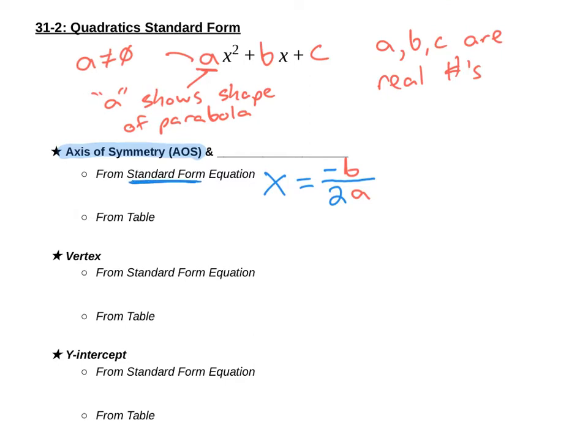So identify a, b, and c, and then you are going to plug them in. Make sure you're using parentheses. Go ahead and add them in right now, so that way you don't lose any negatives.